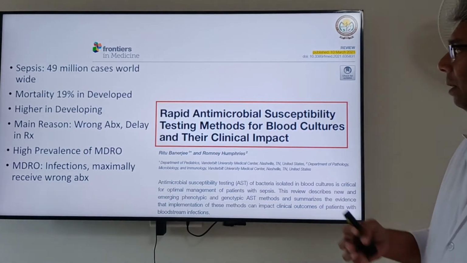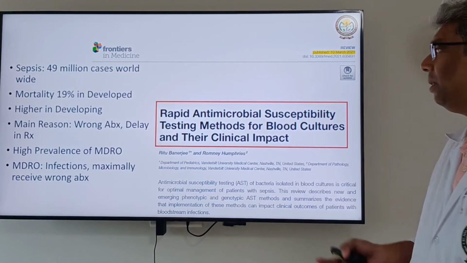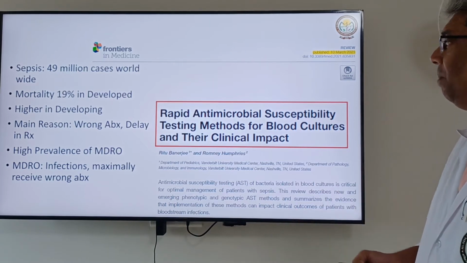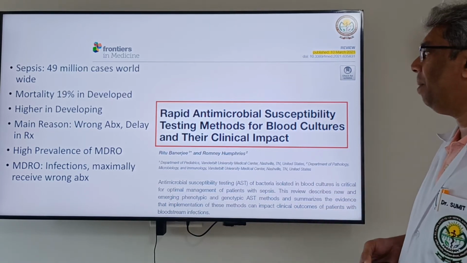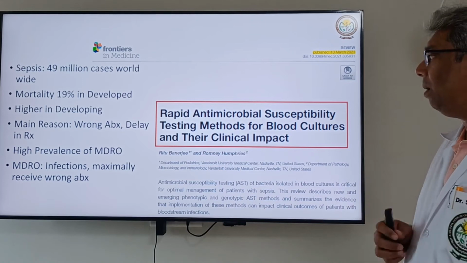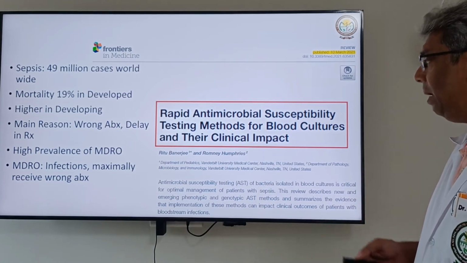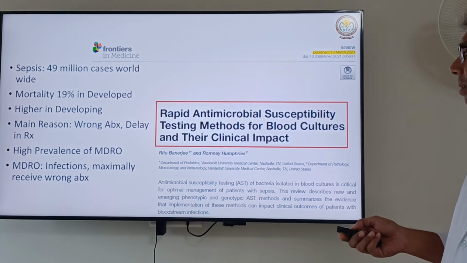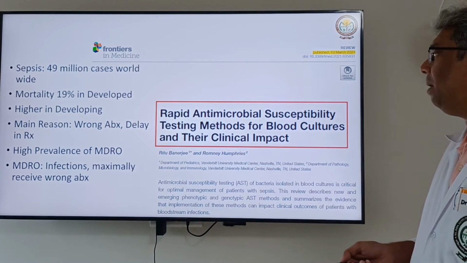We know that there are a huge number of sepsis cases worldwide, and mortality is as high as 19% if the proper treatment is not given, and it's much higher in developing countries. The main reason is the wrong antibiotics and delay in treatment, and the high prevalence of MDROs, especially NDMs in a country like ours. And with MDR infections, most of the patients are also getting wrong treatments.